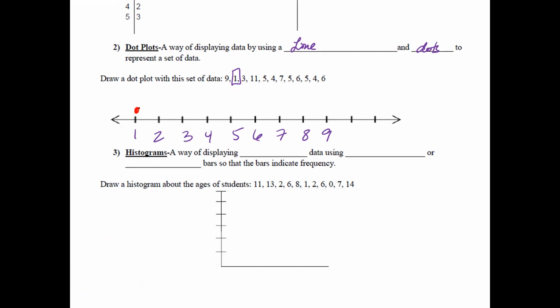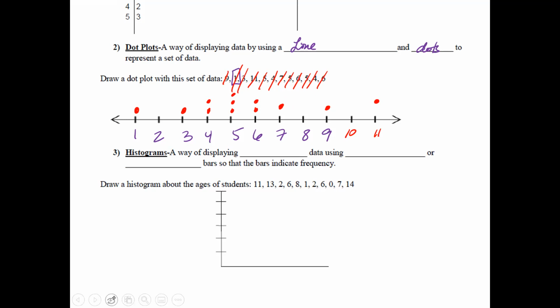So there's a dot on 1. That's gone. 1 on 3. 2 on 4. 1, 2, 3 on 5. 1, 2 on 6. 1 on 7. 1 on, oh, actually there's an 11, so 10, 11. 1 on 9. And that is your dot plot.